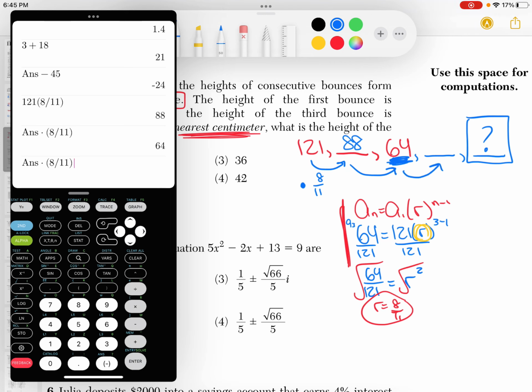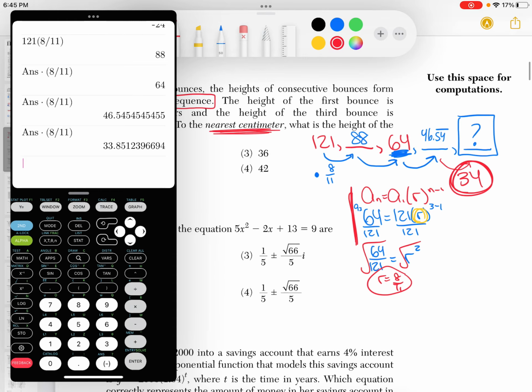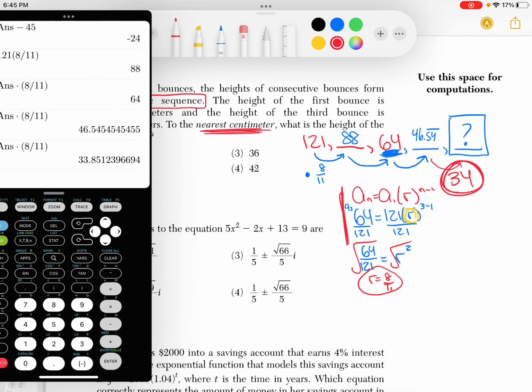So now I multiply 64 by 8 over 11, and I get a yucky decimal, but for now we'll just say it's 46.5 repeating, and then times 8 divided by 11 gets you this exact answer that we had before that I erased because I needed more space. But you get the same answer, which ends up rounding to 34. So you get the same answer either way.